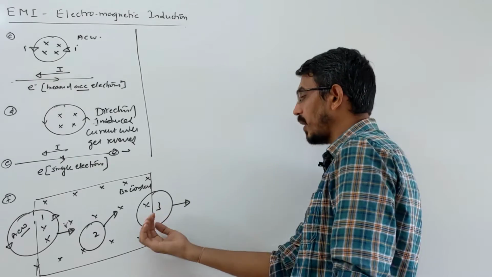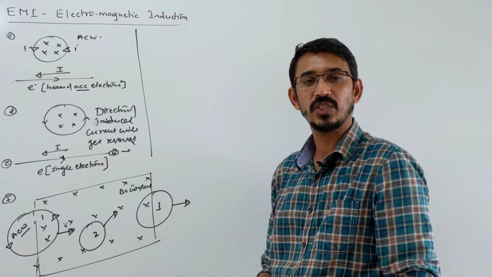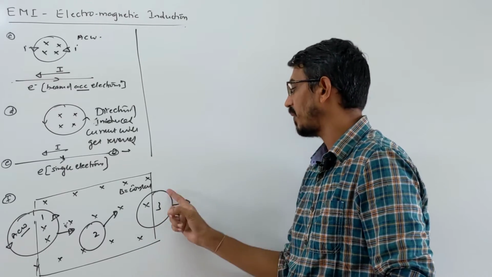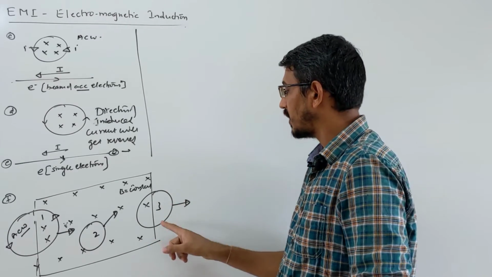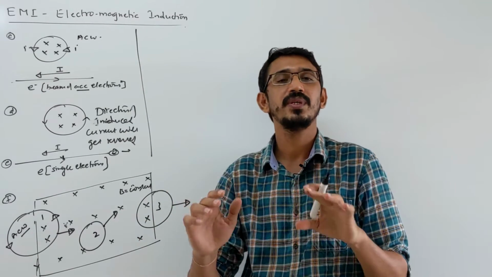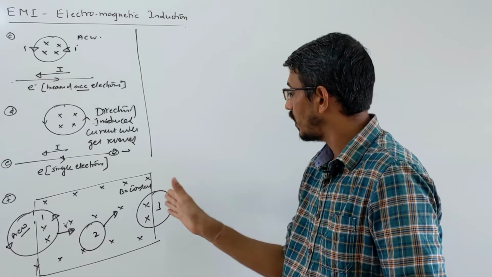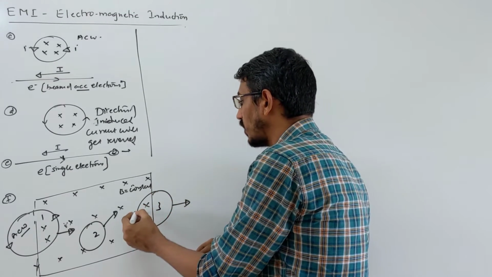Here this loop is coming out of the magnetic field. So the magnetic field inside this loop is what? Decreasing. So the flux linked with this loop is what? Decreasing. Flux decreasing in what direction? Inward direction. So our induced current will help it by producing flux in the same direction, inward direction.